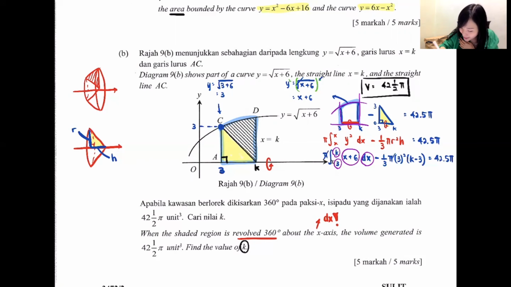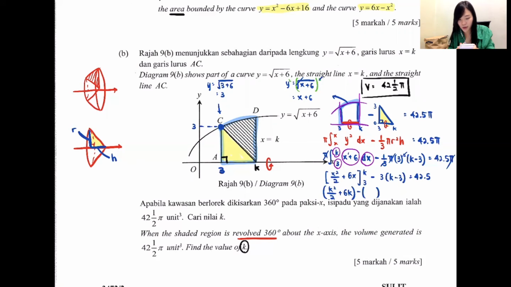So my dear, all of them have pi, everything is multiplied by pi, okay? Makes my life easier. So let's start to integrate. Power plus 1 and divide. Power plus 1 and divide. Sub k and sub 3 inside. So this one cancels. I will be left with 3 bracket k minus 3 equivalent to 42.5. So now I will sub the k inside, it will be k squared over 2 plus 6k. Then if I sub the 3 inside, I press calculator, 3 squared over 2 plus 6 bracket 3. So guys, this part I get 45 over 2 minus 3k plus 9 because I just normally expand it, equivalent to 42.5.